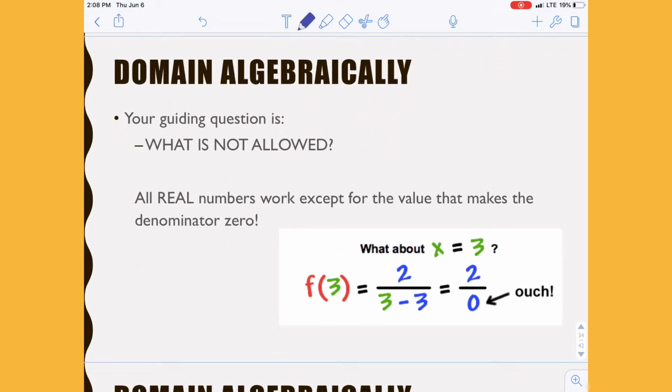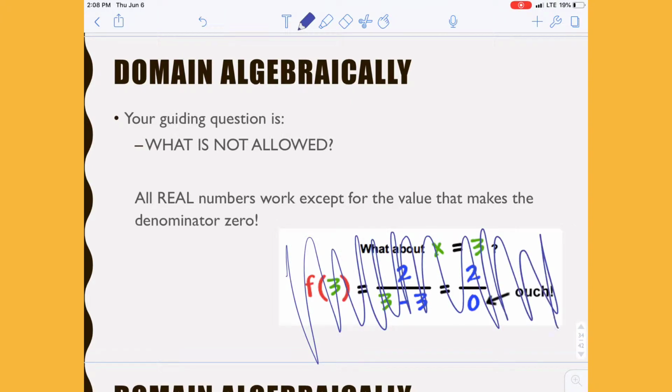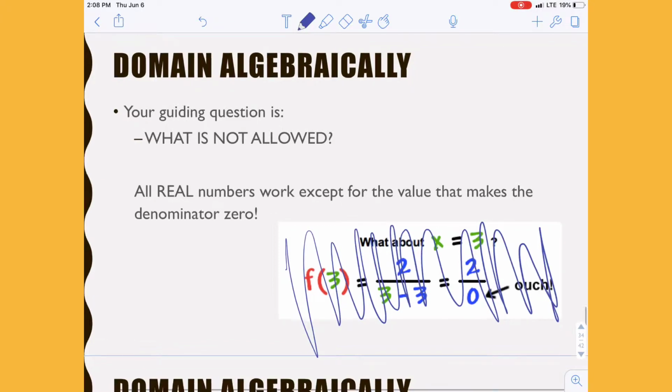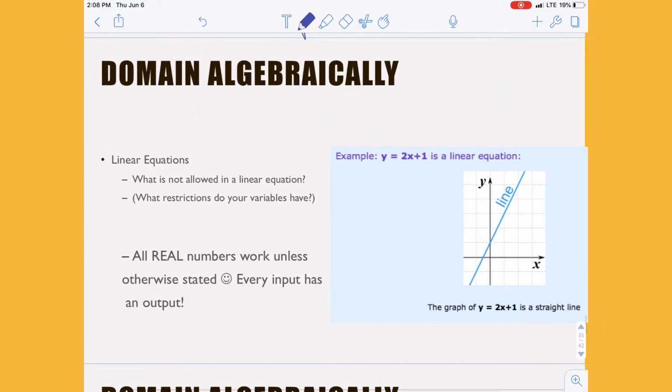So the guiding question when looking for domain algebraically, and excuse me, ignore this photo, this shouldn't be here. Your guiding question is, what is not allowed? What values do I not want to occur? So there's a few different scenarios that can happen.